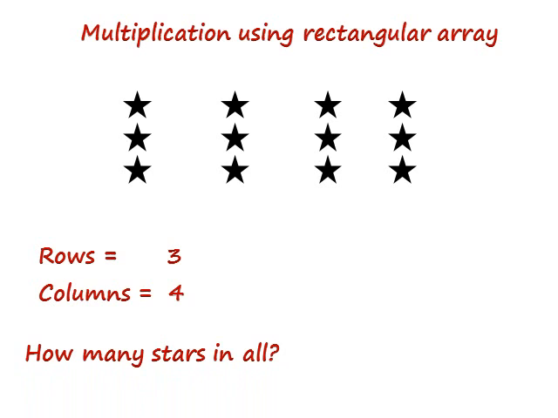In multiplication, what you just need to do is multiply the number of columns by the number of rows. So that is 3 times 4, which is 12. Okay, so if you count all these stars, you'll find out that you have 12 stars.